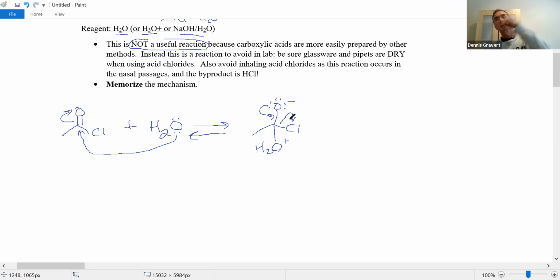Okay, to move on to the final product though, pi bond reforms and the chloride leaves. Nature says, yeah, that's a good choice too, because chloride ions are not bases. They're very stable. And the last step then, you got to bring in a second water molecule to serve as a base to remove this extra hydrogen.